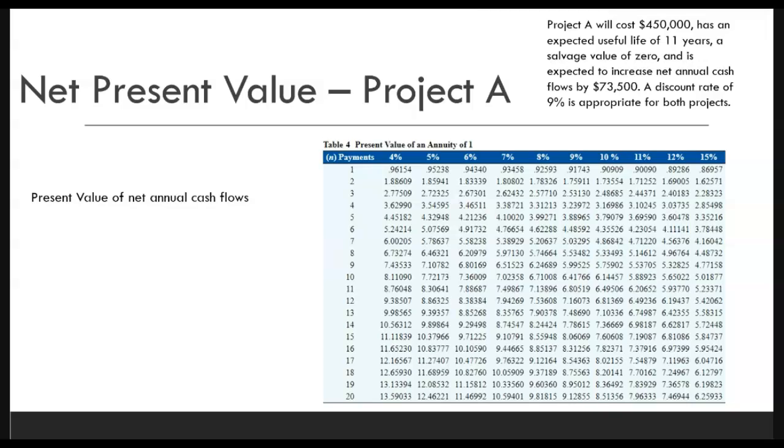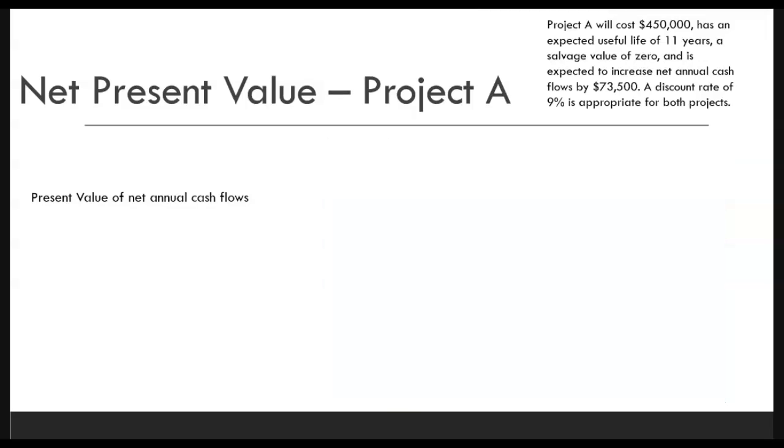So the way that we read this chart, down along the left side is the number of payments. So this is where the 11 years comes into play. So we have the 11. Up along the top is our percentages. So we have a discount rate here of 9%. So we see where the 11 and the 9% intersect, and that gives us this interest factor of 6.805. So we'll use that to help us find the present value of these net annual cash flows.